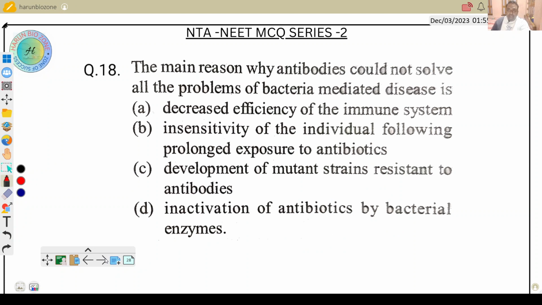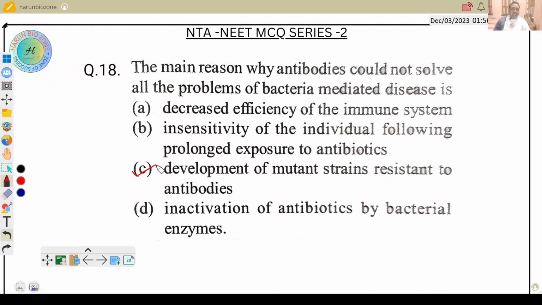Two answers correct. The main reason why antibiotics could not solve all the problems of bacterial disease: suppose you have a bacterial disease and the doctor prescribes you an antibiotic. You use this antibiotic for a long time. And when you use an antibiotic against a similar bacteria, the bacteria slowly adapt to this antibiotic due to mutation of the bacteria. Then these antibiotics do not work against this bacteria. So here the correct answer is development of mutant strains resistant to antibiotics.